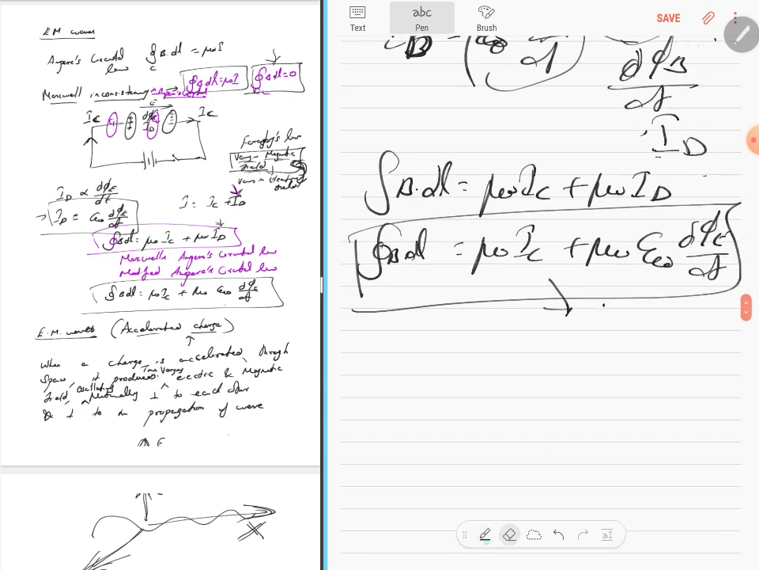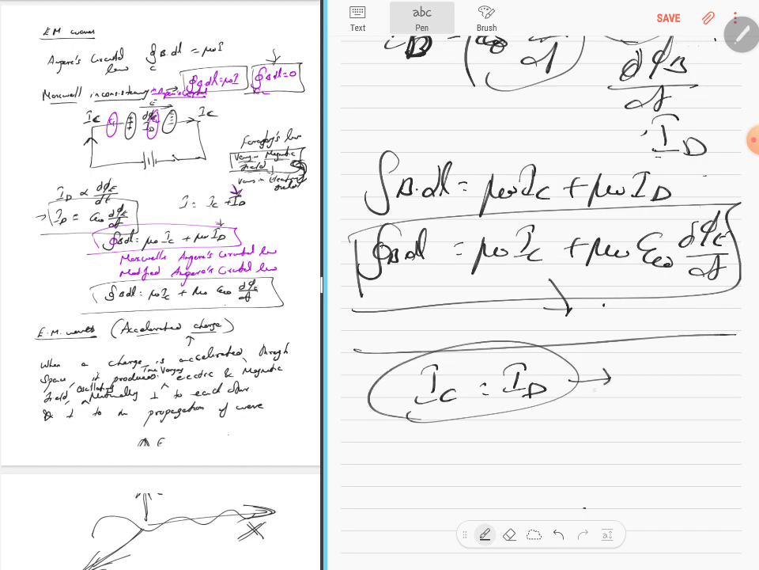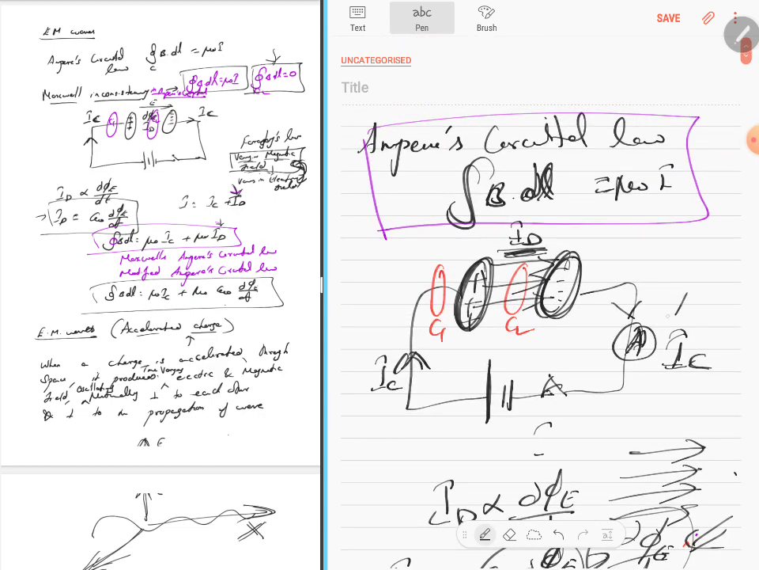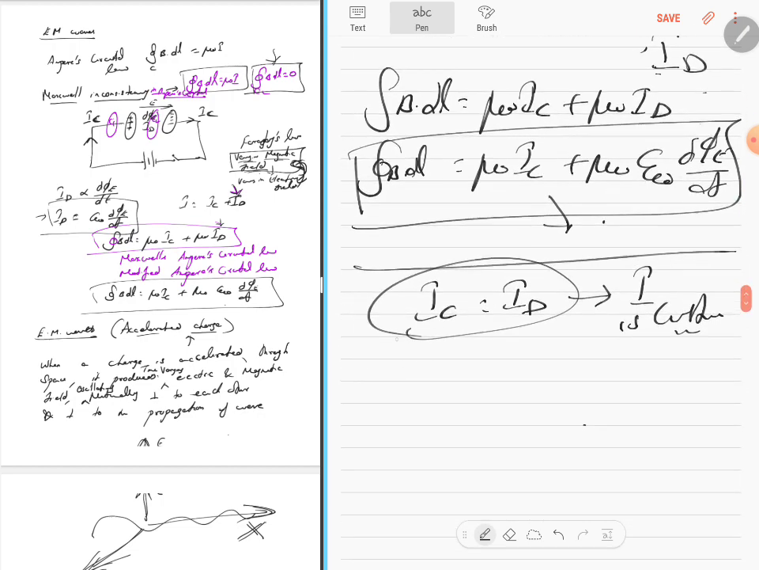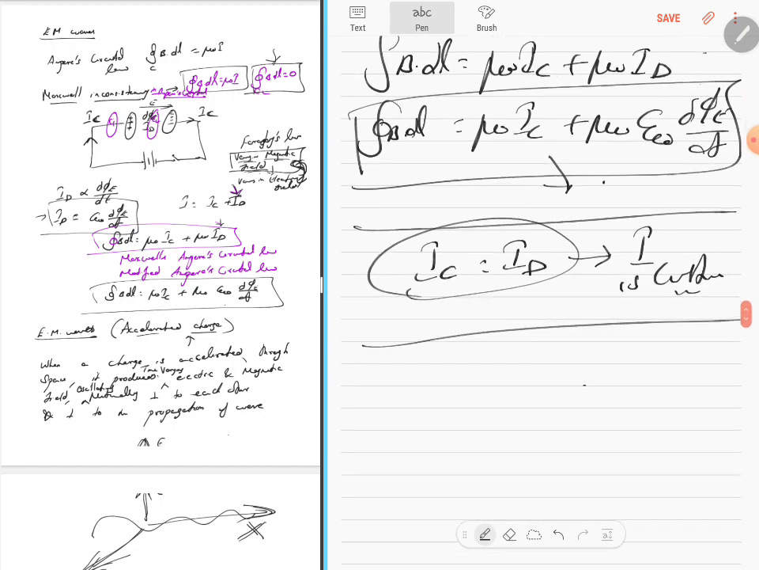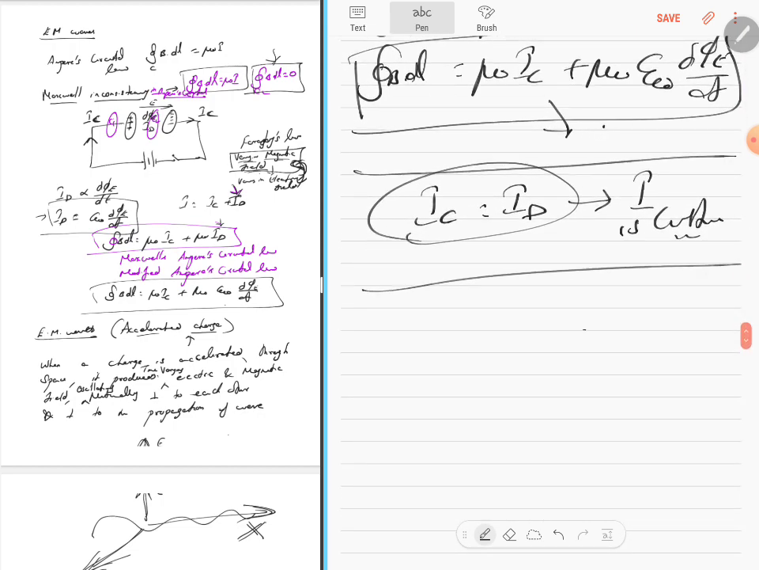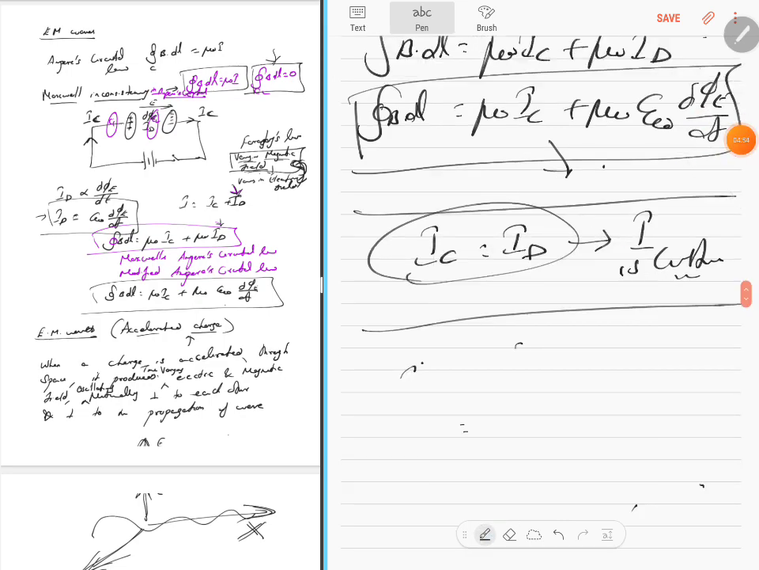Okay, so there's also one more thing you should know, that IC should be equal to ID, because the current is continuous. Continuous means the ammeter always shows one particular current which goes here, and therefore IC should be equal to ID. So let's come to the next thing. Now let me show you how to show that ID is equal to IC by derivation.